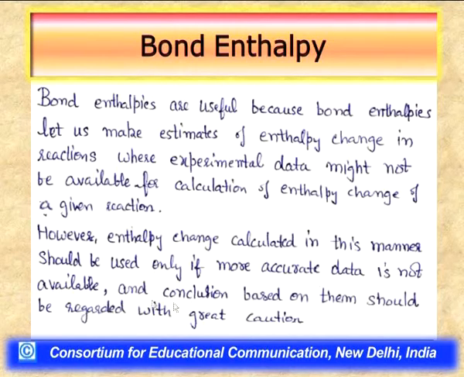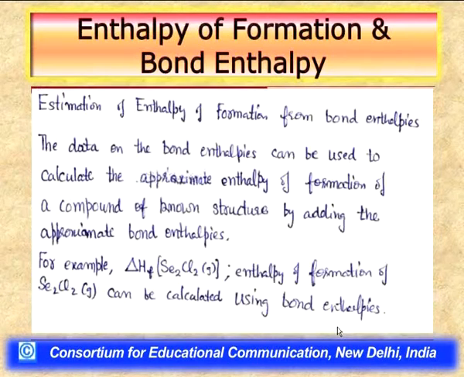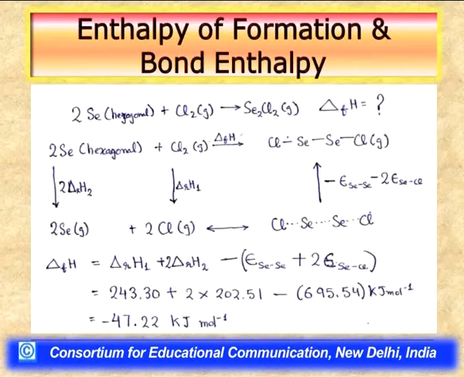Why is it so? It is so because the bond enthalpy values which we are making use of may not exactly correspond to the bond dissociation enthalpy of that particular bond in the desired compound. As a conclusion, the use of bond enthalpy data should be regarded with great caution. It allows us only to make certain approximate estimations.